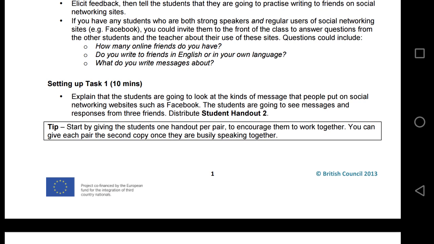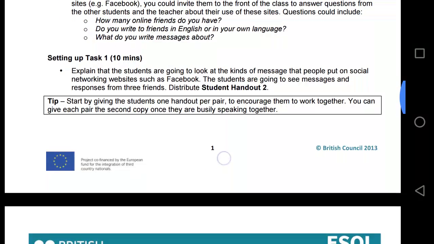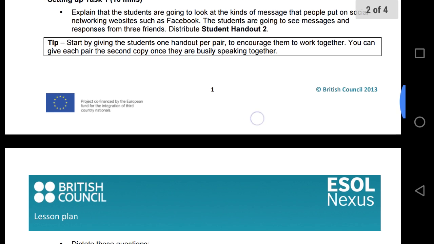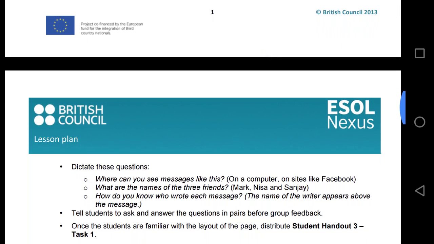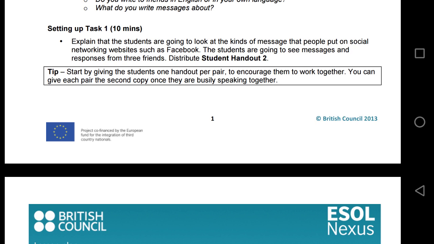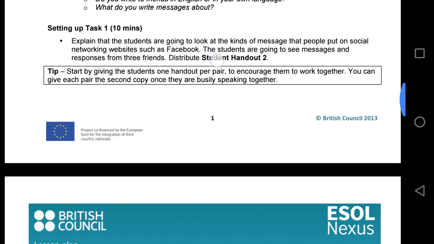All right. So when they're setting up the task, this is when they hand out the other sheet, which is the first handout, the student two handout.